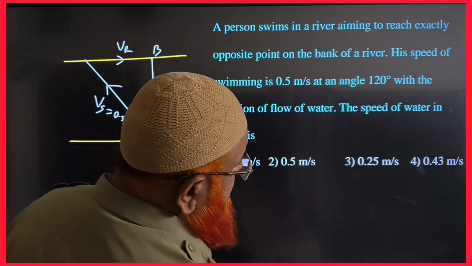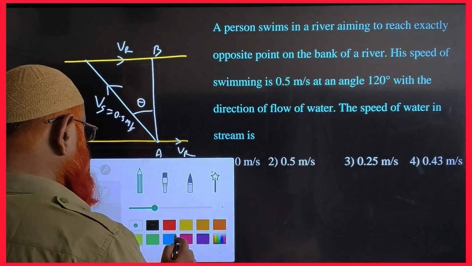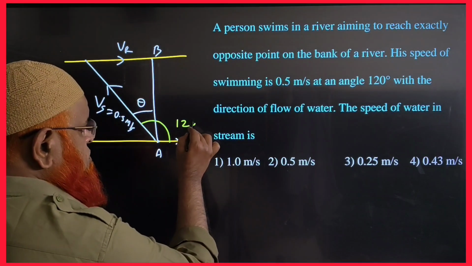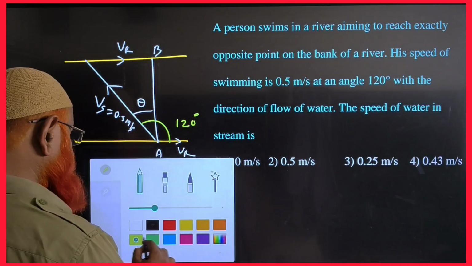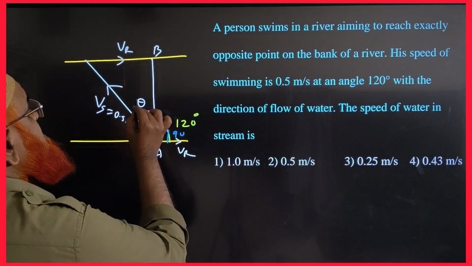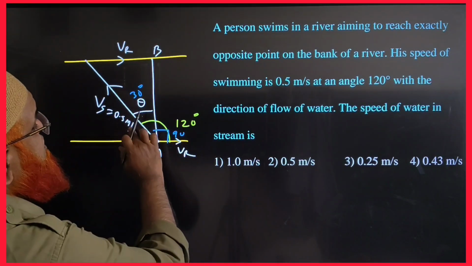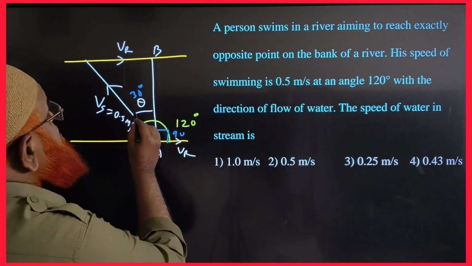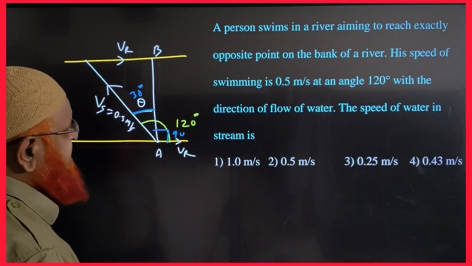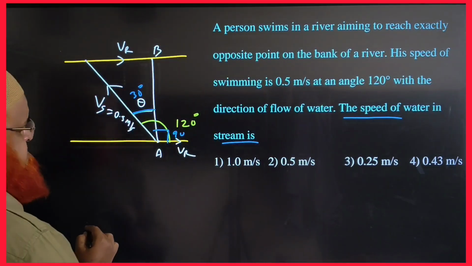Angle is 120 degrees बोल रहा, with the direction of river flow. So what is the direction of river flow? River flow is in this direction, and he is going to make 120 degrees. This part is 90 degrees, means remaining part is how much? So theta will become 30 degrees here, because 90 plus remaining is total 120. 120 में से 90 निकाल दे तो remaining angle is 30. The speed of the water flow बोला, VR we have to find out.